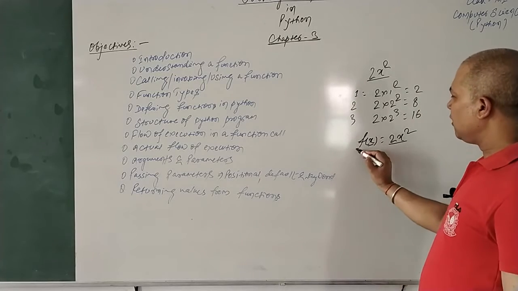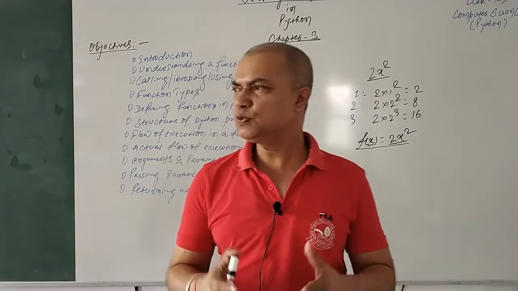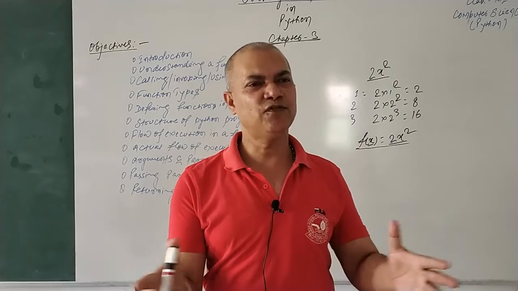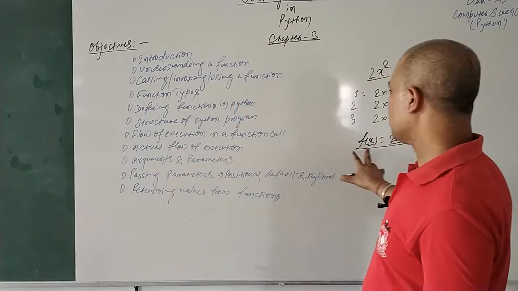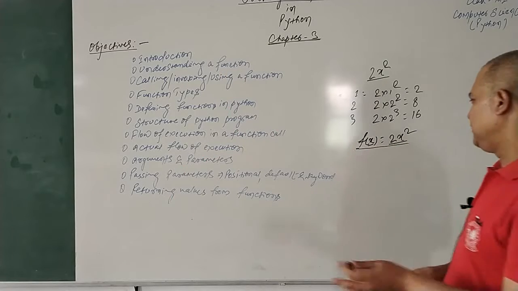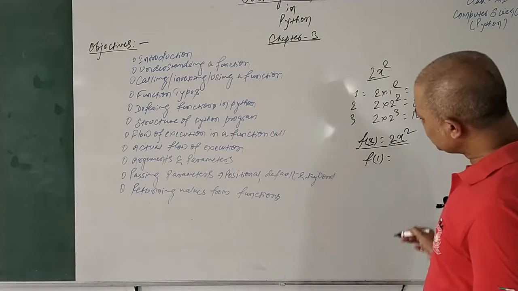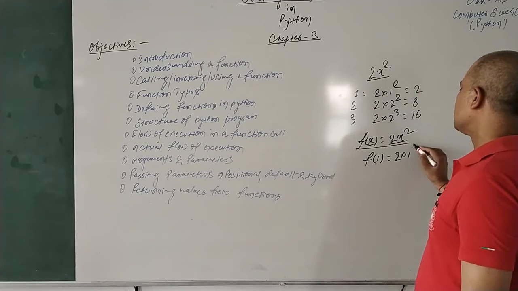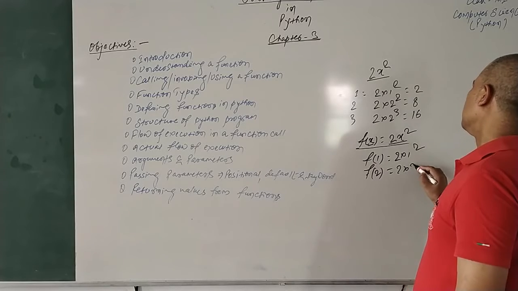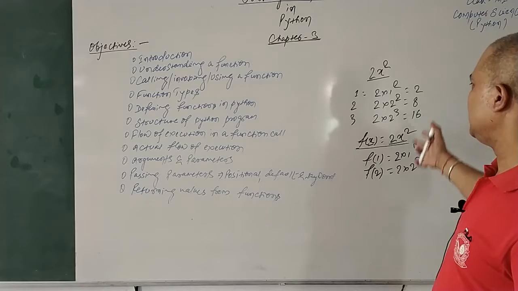So this is how a function can be represented in a program. It's always easy to divide our program into many segments with the help of functions. And this is the concept of a function you can understand. Now anyone can understand that f(1) will be 2 into 1 square, and if it is f(2), then again 2 into 2 to the power 2, and in the same way you can generate the values.